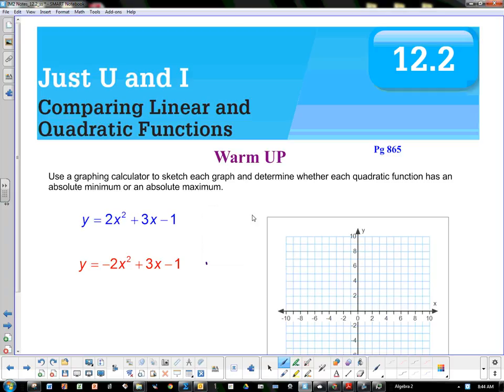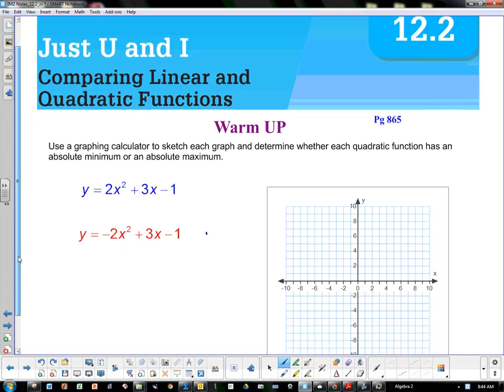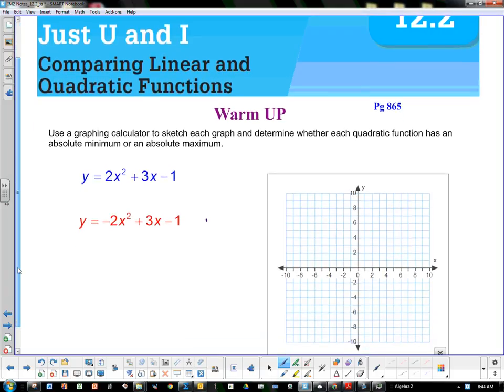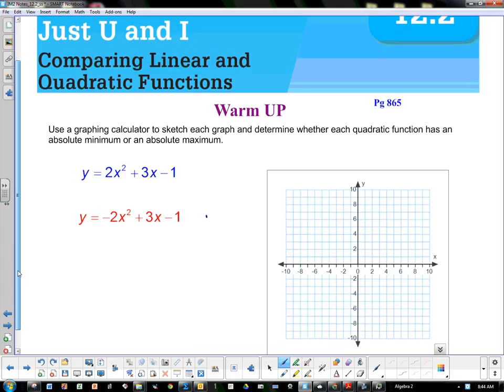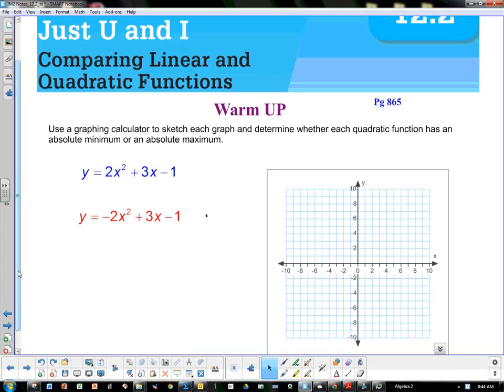This is section 12.2, IM2. The warm-up is truly just taking a graphing calculator and graphing these. I'm sure that you understand now how to do that, hitting the y equals button and all that kind of stuff. What I want to focus on right now is this.